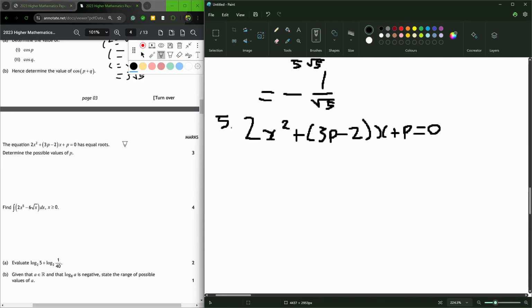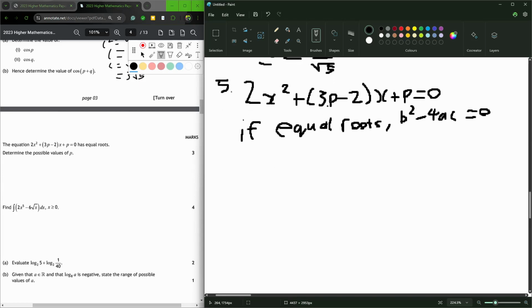So if it has equal roots, basically what you do there is you say that means, if equal roots, use the discriminant, b squared minus 4ac equals 0. And then we can start feeding stuff in here. So b is obviously this expression here, minus 4. A is that one, that's 2. And then c is p. So this will have to equal 0 for it to have equal roots.